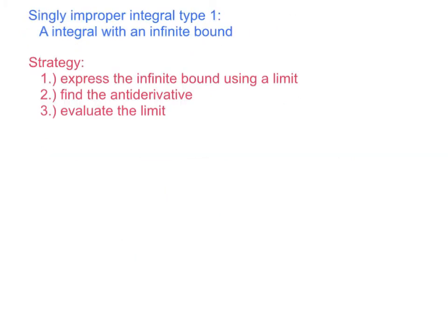When we talk about improper integrals, there are singly and doubly improper integrals. Singly improper means there's one thing wrong with them, doubly means there are effectively two things wrong with them. The first type we're going to talk about is an integral that has an infinite bound. If one of the bounds is infinite, our strategy is simply this: we express the infinite bound using a limit, then we find the antiderivative, and then we evaluate the limit. It really just means we set up a limit approaching infinity, and then evaluate that integral. I have an example or two of that, so we'll take a look at those now.